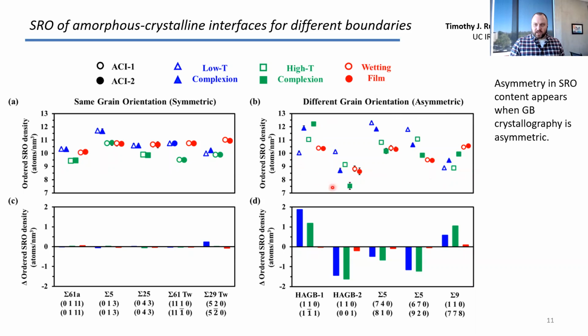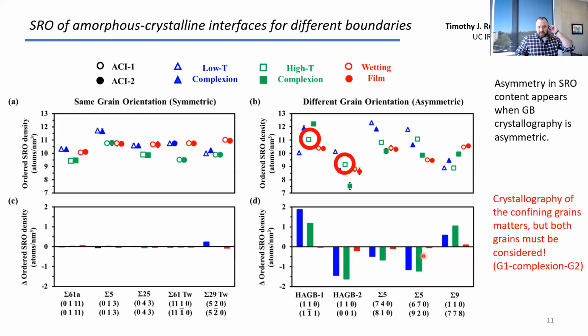That falls apart when you look at the asymmetric boundaries. You start to see that, at least for the complexions, you never get that these points right next to each other. There's always some gap that seems to be important. Just to make it a little bit easier to see, what we're plotting down here is the delta short range order density. So what we get at amorphous crystal interface 1 minus amorphous crystal interface 2, they're all near 0 for the symmetric boundaries, and they're non-zero for the amorphous complexions in the asymmetric boundaries.